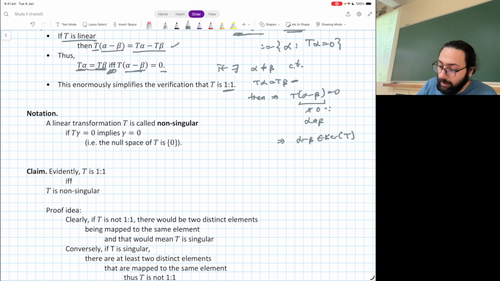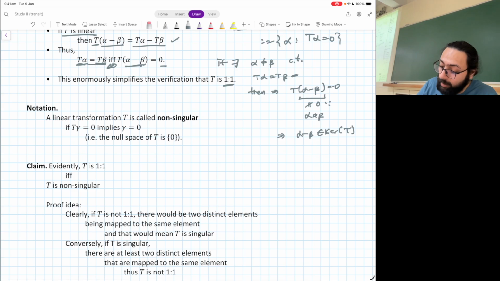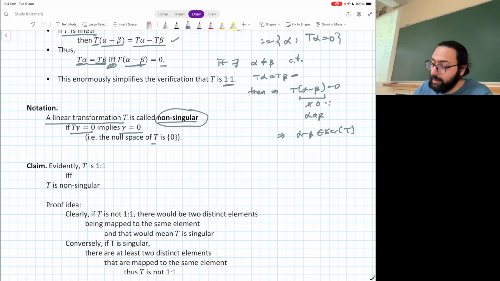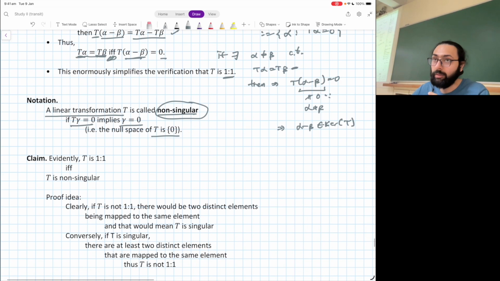All right. So then let's continue. So here the notation that we are using is the following. A linear transformation capital T is called non-singular if T gamma equals 0 implies gamma equals 0. In other words, it's just saying that the null space has only one element. The only element that would give you 0 is the 0 element itself. Nothing else will give you 0.